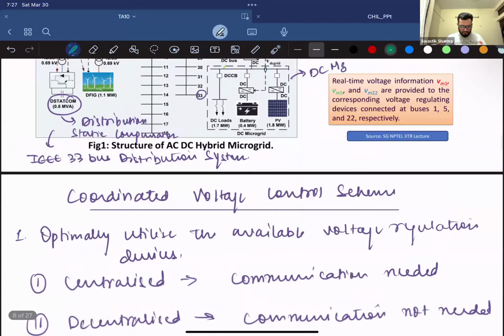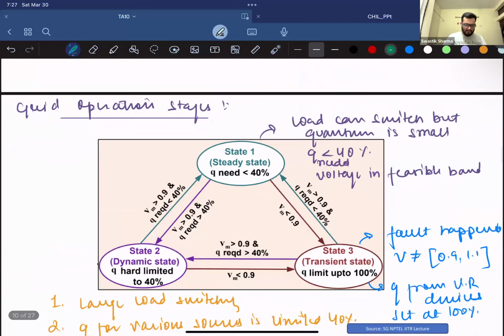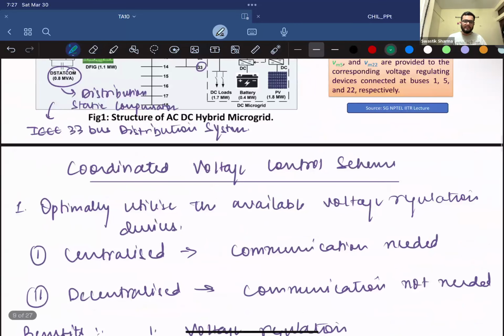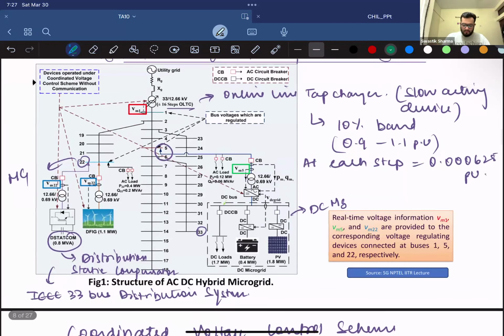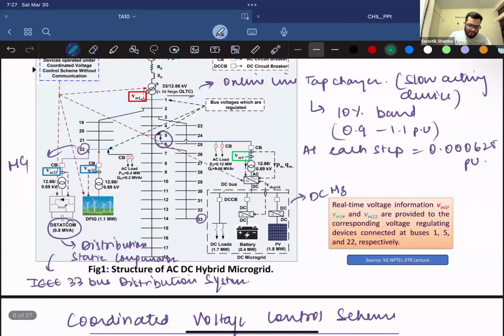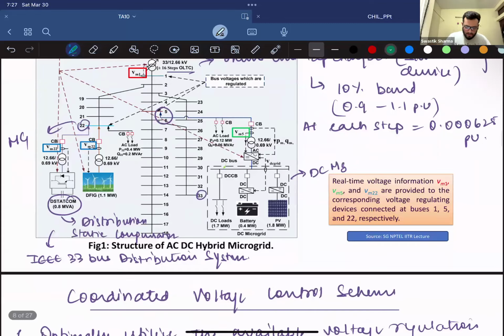And the power electronic devices such as the STATCOM are fast acting devices because they don't need some amount of time to even start working. One thing that I want to tell is that the OLTC here has 16 steps. That means at each step you can control 0.000625 per unit of voltage.